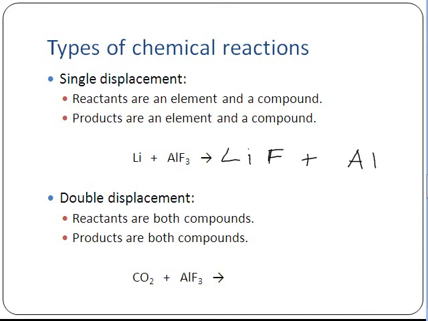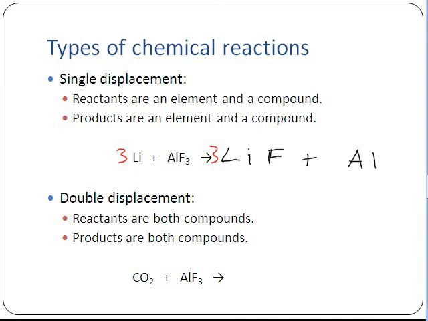We do still have to balance things. We have 1 lithium on the left, 1 lithium on the right. That's good. 1 aluminum on the left, 1 aluminum on the right. That's good. 3 fluorines on the left, but only 1 on the right. So we're going to have to put a 3 out front to get these to balance. That also gives us 3 lithiums right here. And so now we have 3 lithiums on the left, 3 on the right. 1 aluminum on the left, 1 on the right, and 3 fluorines on the left and 3 fluorines on the right. And so that balances out there. So that's a single displacement reaction.